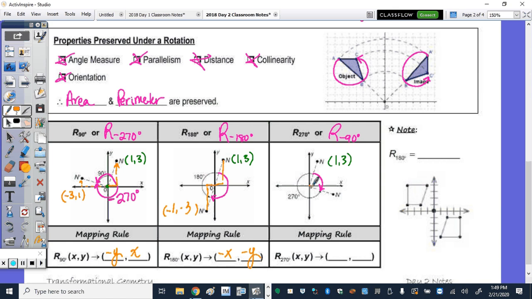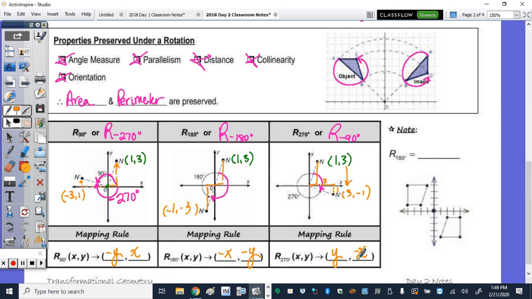And then this time, again, instead of going up 1, or right 1, up 3, we're going right 3, down 1 because we're going farther. This is the longer side, so that has to be the 3, and that has to be the 1. So this is (3, negative 1). So the y value stayed the same, but just became the first coordinate, so y, and the x value negated.